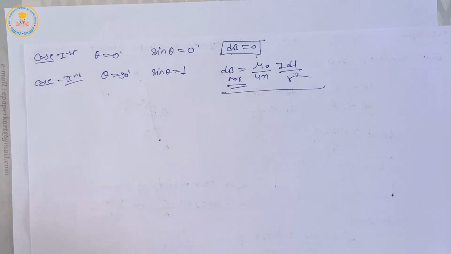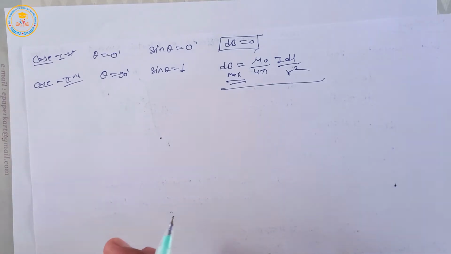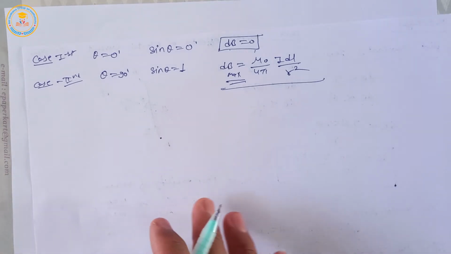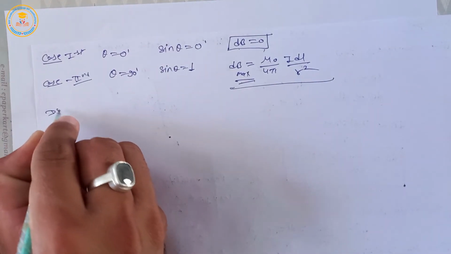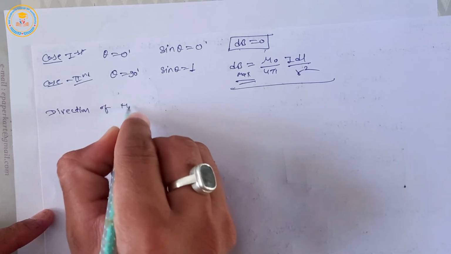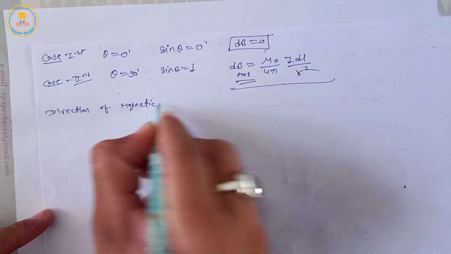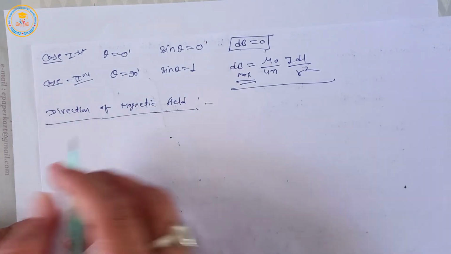Next we will study applications of the Biot-Savart law, but before this we study rules for the direction of magnetic field. So the next topic is the direction of magnetic field. For the direction of magnetic field, we have some rules.